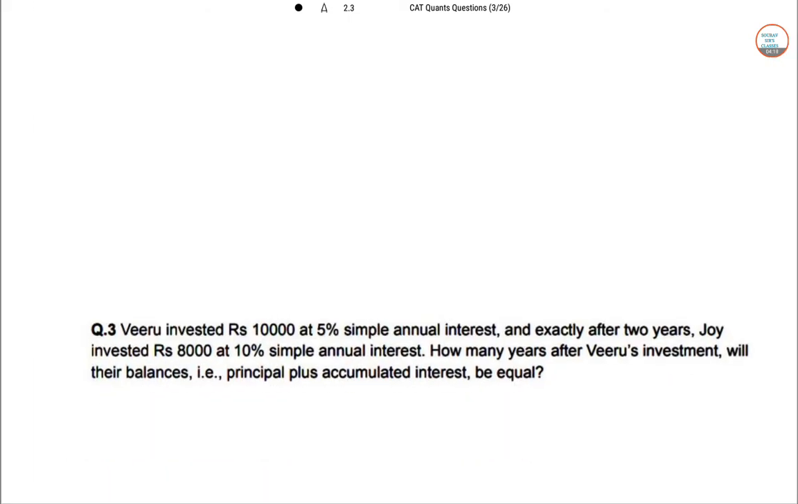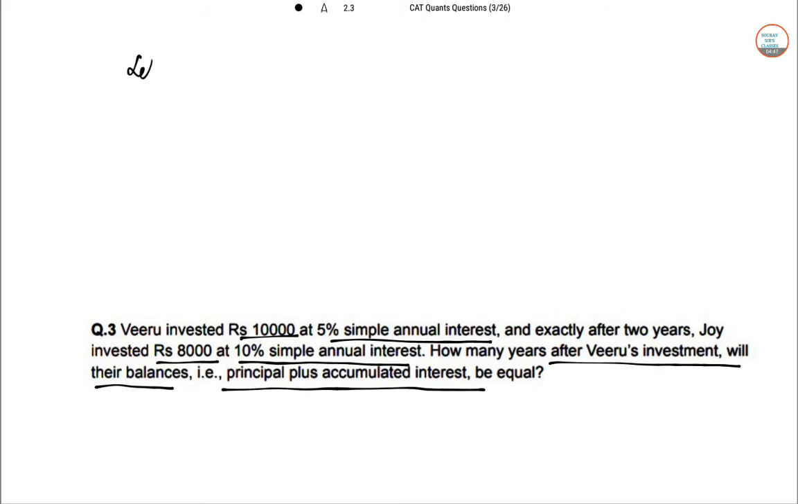Okay, this is about Viru. Nice name, it reminds me of a very famous movie which you also know. So what happens with Viru this time? Viru invested 10,000 rupees at 5% simple annual interest, and exactly after 2 years Joy invested 8,000 at 10% simple annual interest. How many years after Viru's investment will their balances, that is principal plus accumulated interest, be equal?